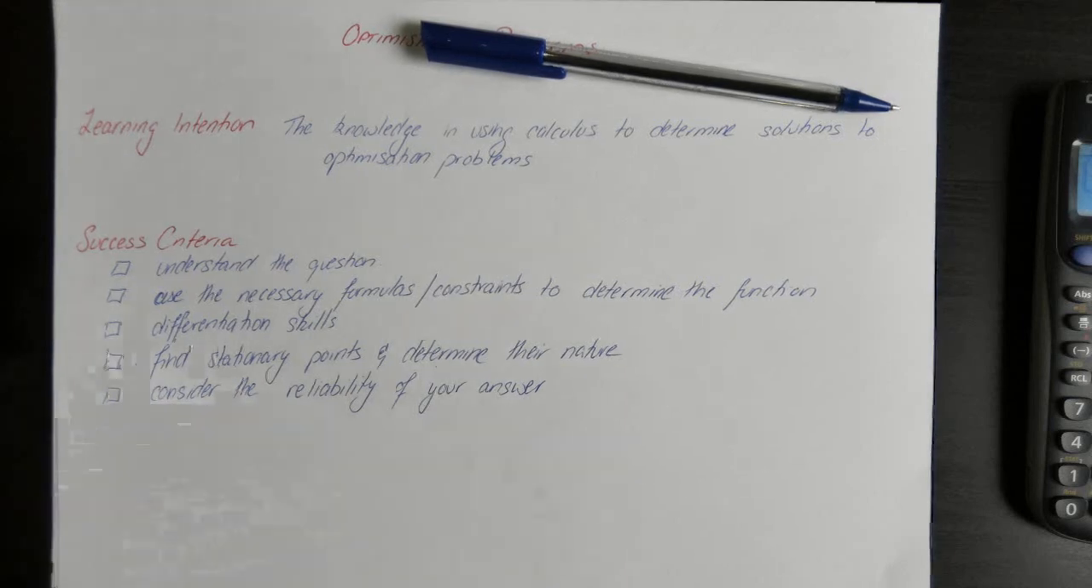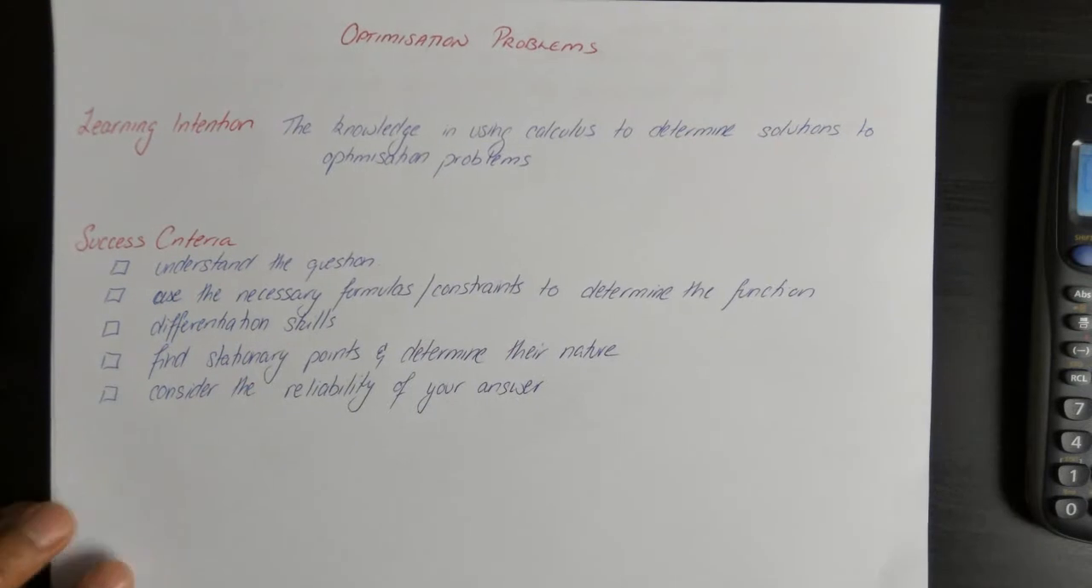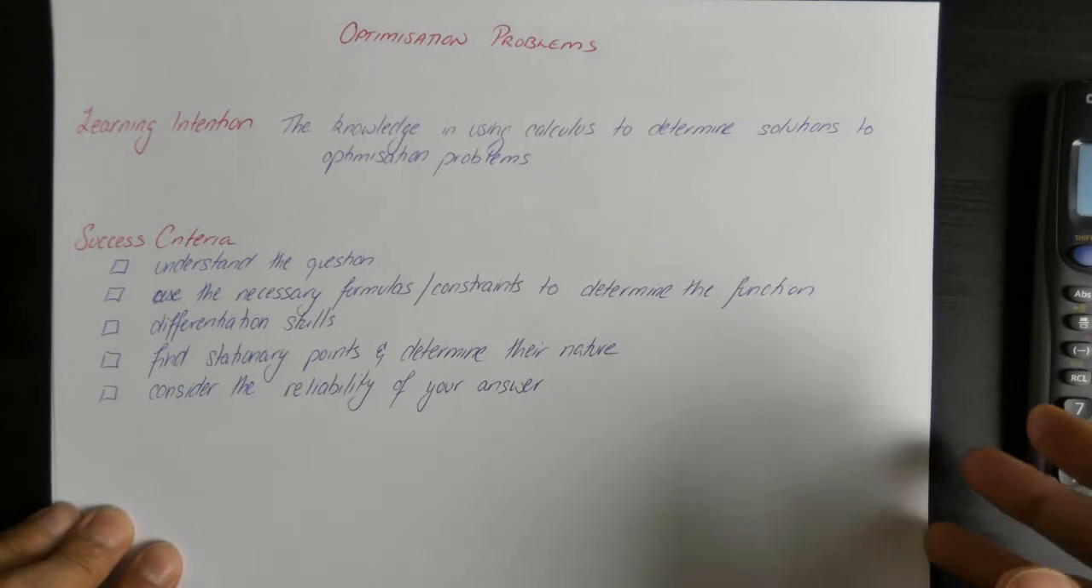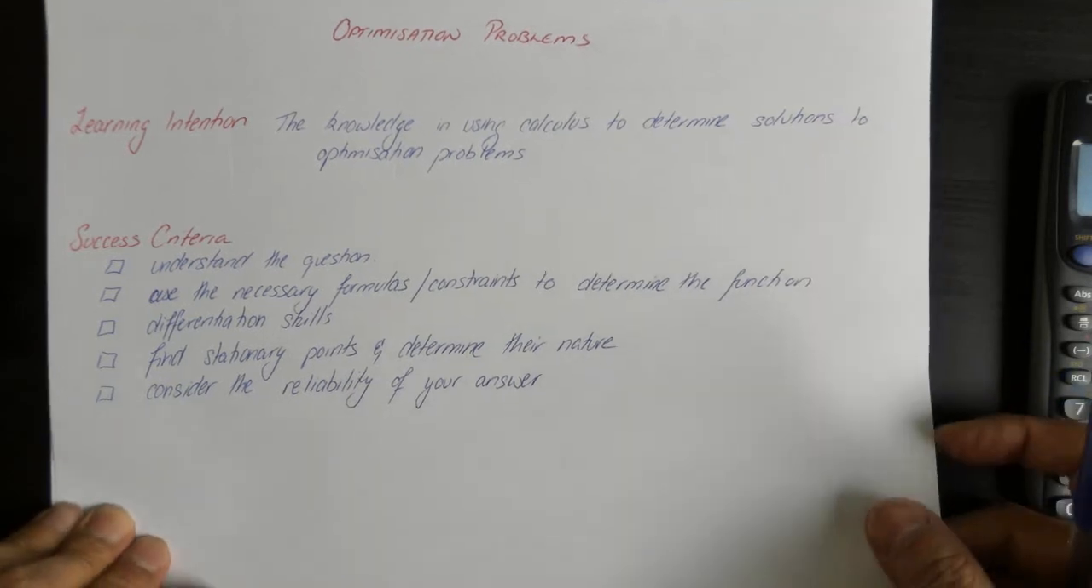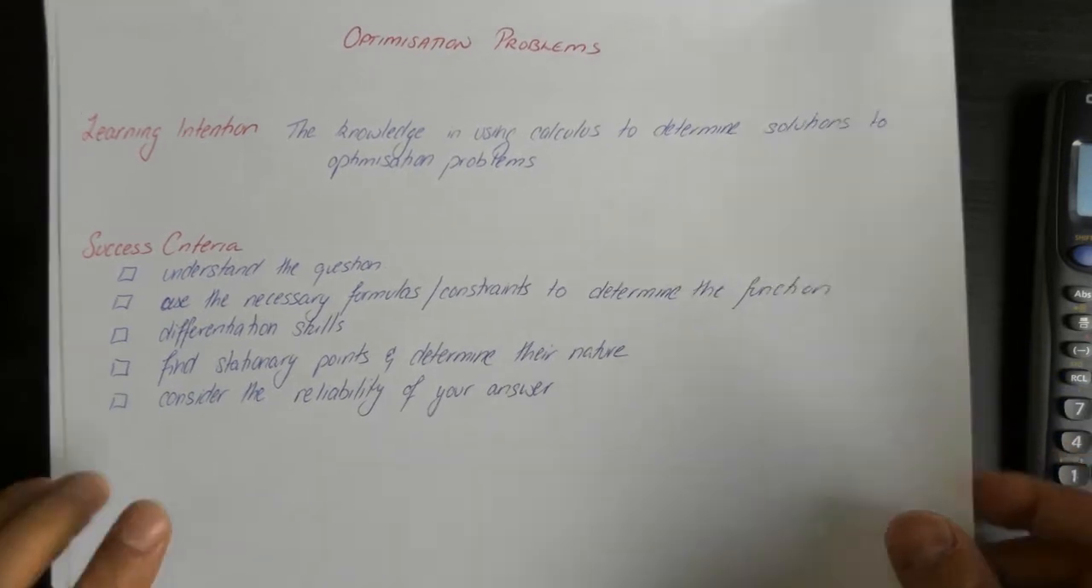Okay, so today we're looking at optimization problems. So our learning intention is to gain knowledge in using calculus to determine solutions to optimization problems. To be successful, we really need to understand what the question's asking us to do. We really need to be able to draw a diagram that represents that and use the necessary formulas or constraints to determine the function. We have to apply our differentiation skills, find stationary points and determine their nature, and consider the reliability of your answer.